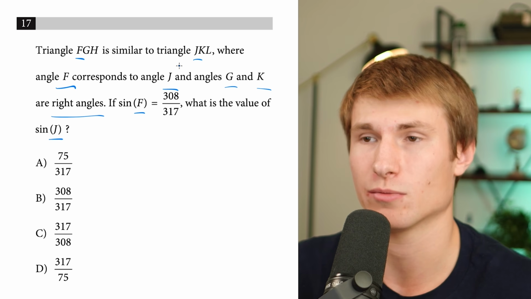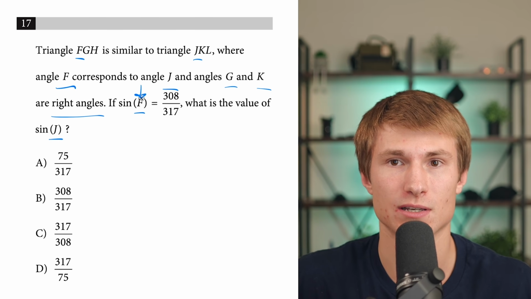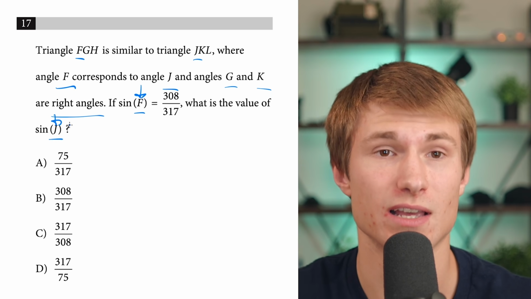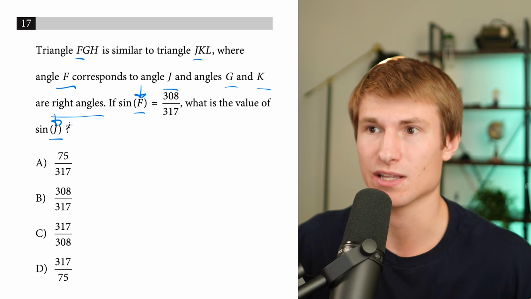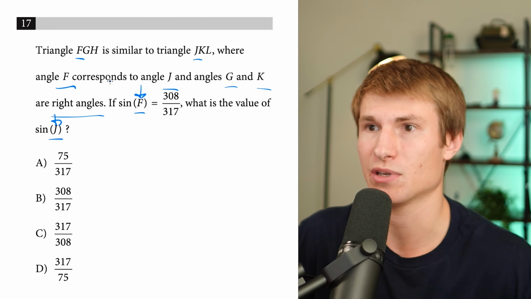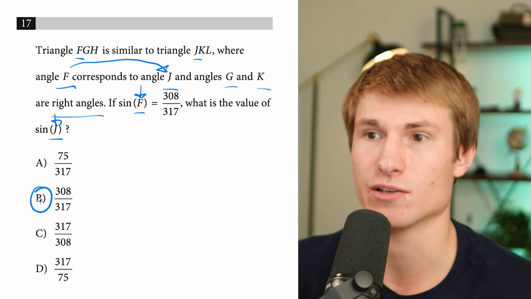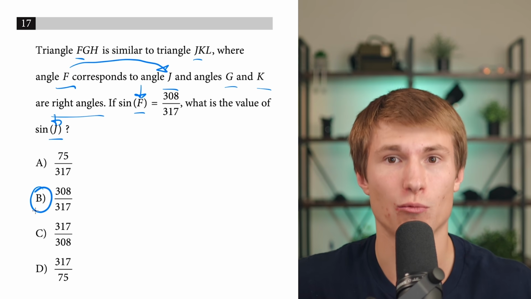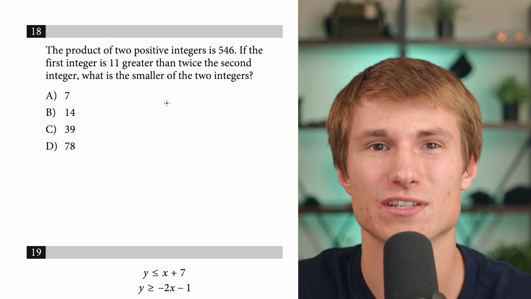Because they have the same angle measures, the values for their sines are going to be the same when it's the same angle inputted in these parentheses, which we see it is. J and F are the corresponding angles within these similar triangles. As you can see up here, it says F corresponds to angle J. Therefore, they're going to have the same sine values, and our answer for the sine of J will also be 308 over 317.